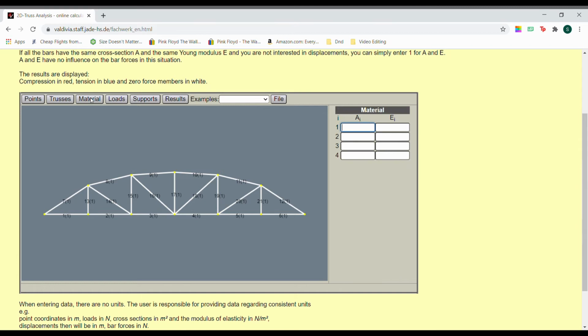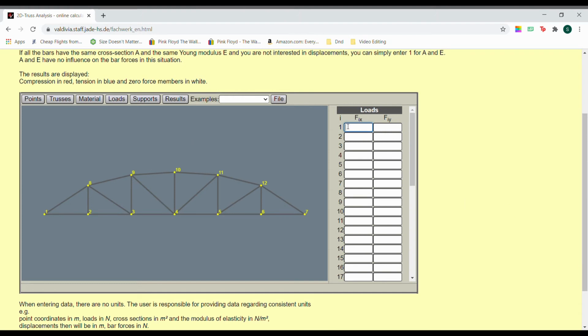Okay, so then you would go to this materials page, and this A and E, A stands for cross-sectional area, so that only really matters if our beams were different thicknesses, but we're just going to say that they're all made of spaghetti noodles, which are all the same. So since we don't care about that, we'll put 1, and then this E is a stiffness value, so again, it's all about the beam material, but we don't care because our spaghetti is all made of the same thing. Okay, so then now we have to do loads.